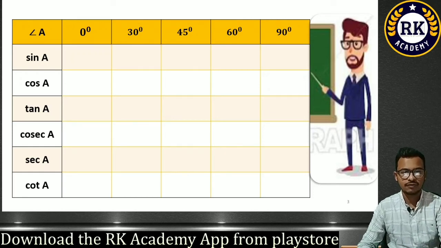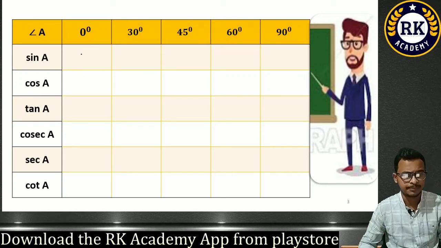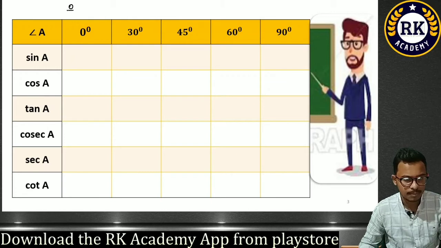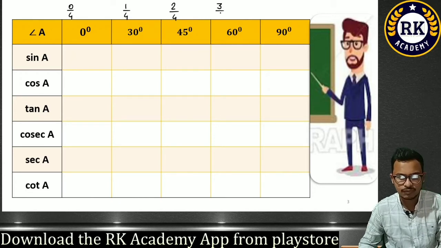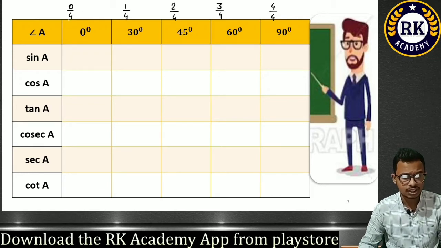Now there is a long way to find these, but I will give you a hint to make it easy and quick. Here you have to take 0 upon 4, then take 1 upon 4, 2 upon 4, 3 upon 4 and 4 upon 4. After that, 0 upon 4, 1 by 4, 2 upon 4, 3 upon 4, 4 upon 4. Then you take the square root.